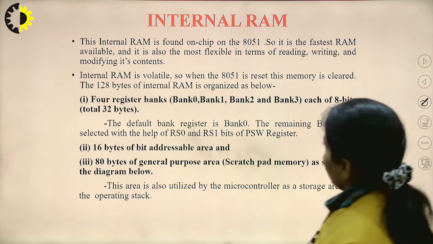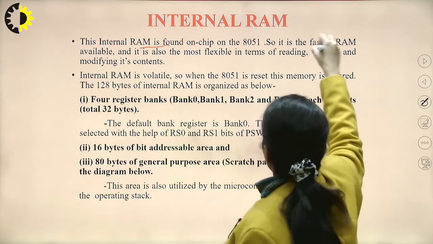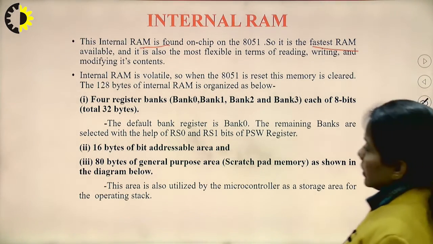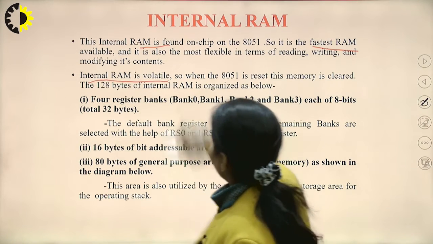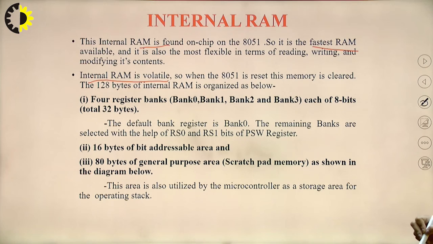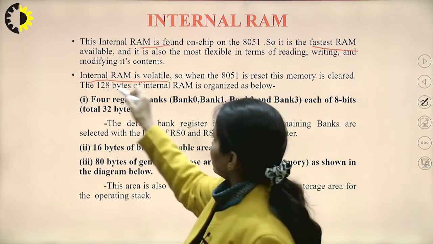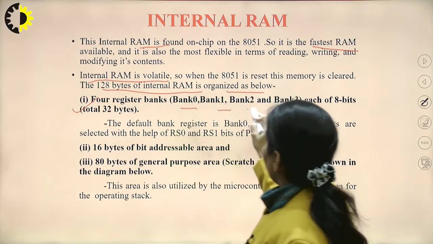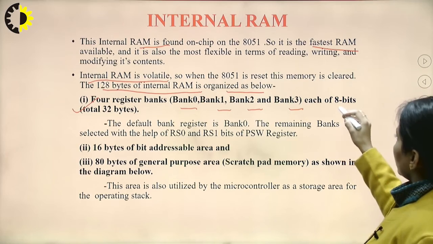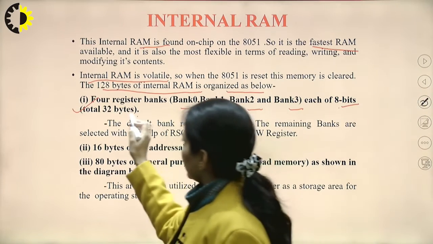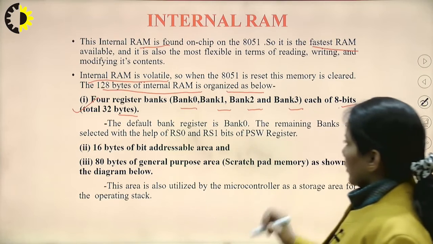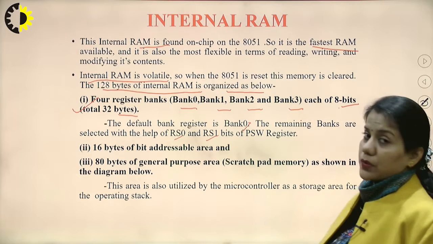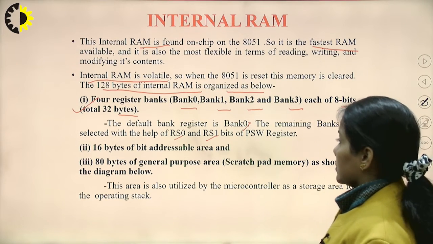The internal RAM is the on-chip RAM, and it is the fastest RAM available. It's also the most flexible in terms of reading, writing, and modifying its contents. Internal RAM is volatile, so when 8051 is reset, this memory is cleared. The 128 bytes of internal RAM is organized as follows. There are 4 register banks, bank 0, bank 1, bank 2, and bank 3, each of 8 bytes, total 32 bytes. The default bank is bank 0, and we use RS0 and RS1 in the flag register, that is the PSW register, to select any of these banks.